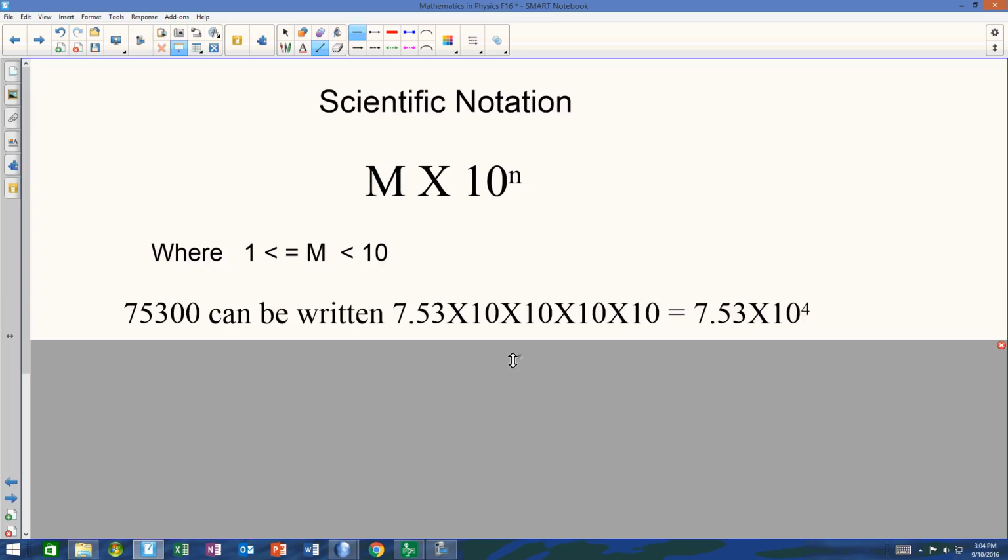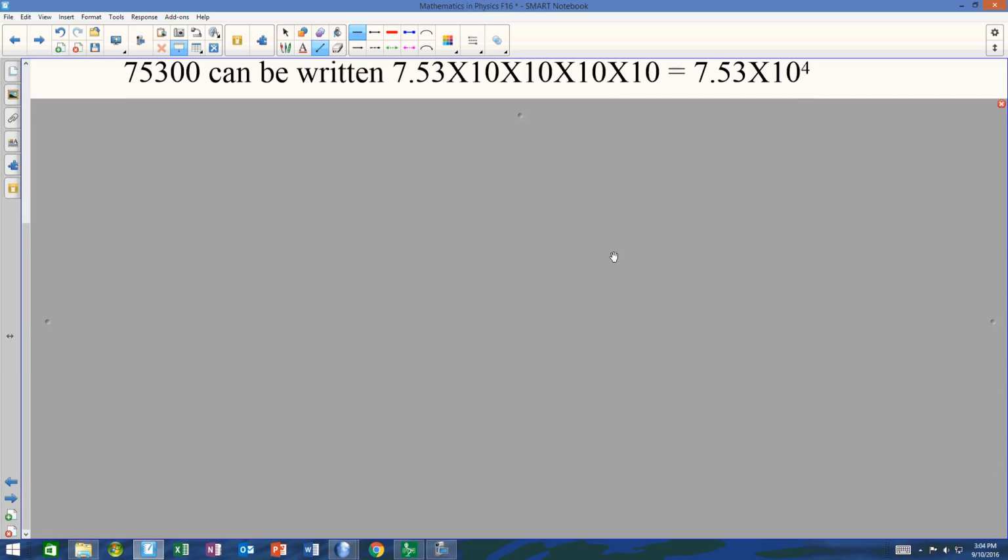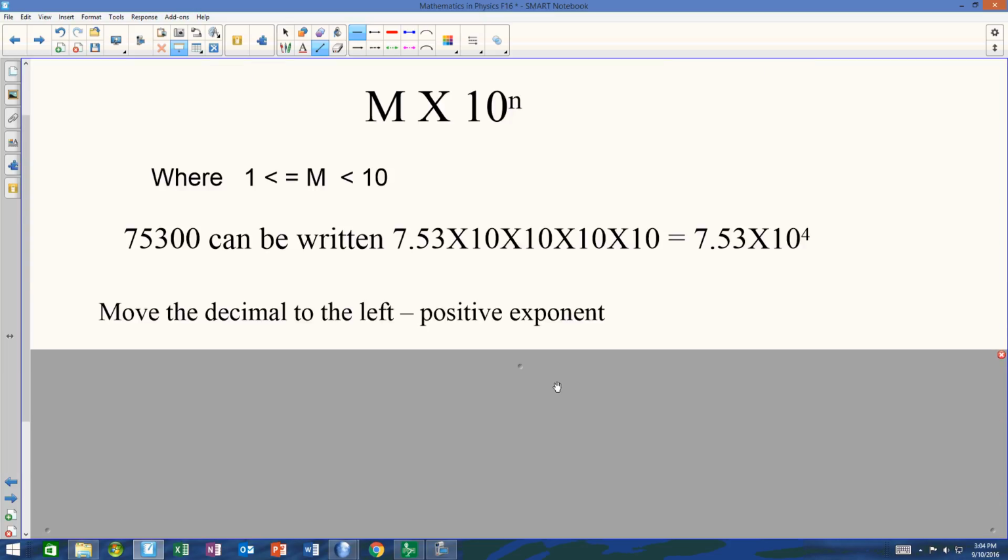Okay, so if I have the number 75,300, I'm going to move the decimal point to the left. When you move the decimal point to the left, you use a positive exponent, because you're really taking 7.53 and multiplying it by 10 times 10 times 10 times 10. And what's 10 times 10 times 10 times 10? It's 10 to the 4th power. So you move the decimal to the left, you get a positive exponent.